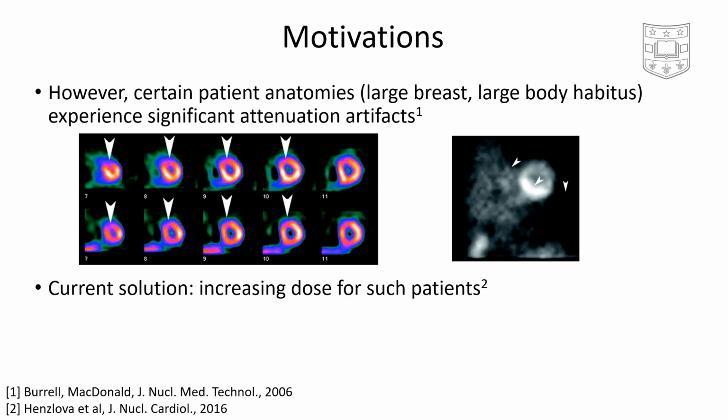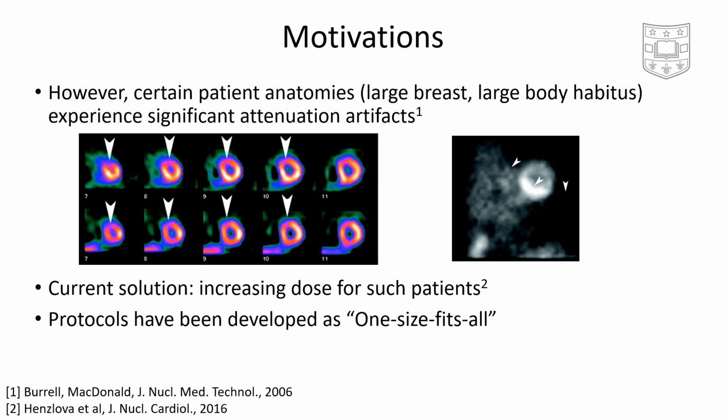The current solution in the clinic is to increase the radiotracer dose administered for such patients. However, since protocols have been generally developed as a one-size-fits-all, with the exception of this increased radiotracer dose, what if we could try and personalize the process of imaging for these patients to improve image quality without resorting to increased radiation exposure?